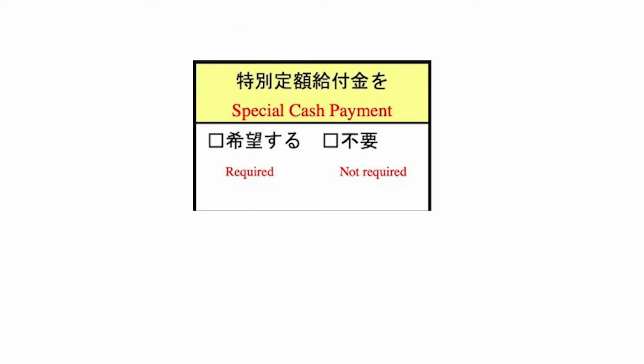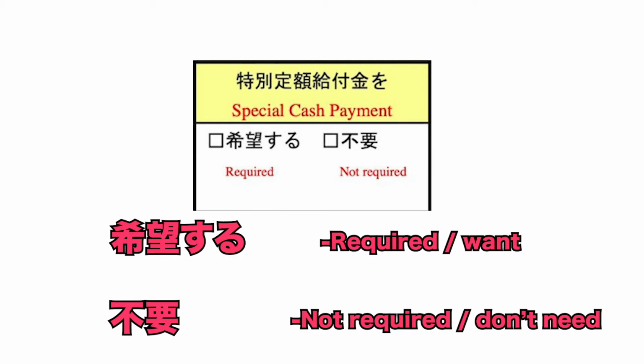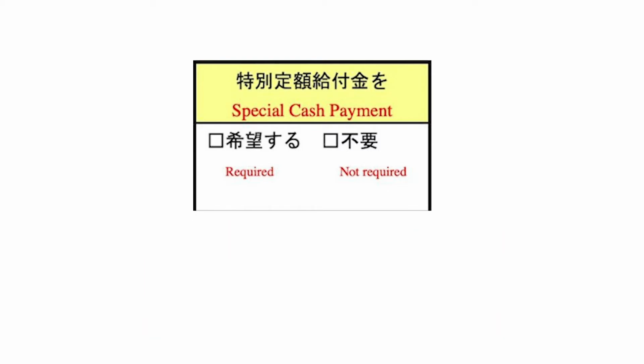Other versions of the form, in fact the form that we filled in ourselves, featured these two options, 希望する, 不要. 希望する means that you want, you're requesting this money. Again, 不要 means that you don't need it. Regardless of whether you need it or not, if you want the money, you want to be checking the 希望する box.